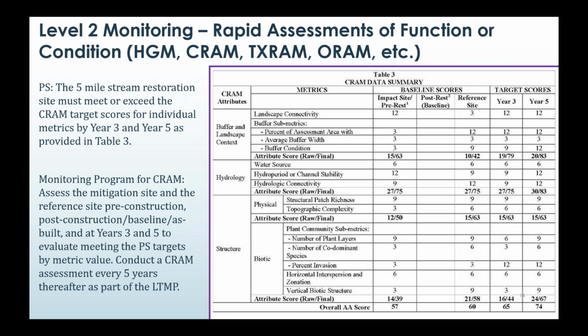Okay, so those are the projections, and those are the performance standards here, right? These are the individual metric scores, not the overall score at the bottom, because the overall score, you can get there in many different ways. It doesn't tell you a whole lot. It's those individual metric scores that will tell you that, hey, I'm not doing well on biotic structure, or my hydrology is way off, what's going on, what did I do wrong? How do I adapt my restoration site?